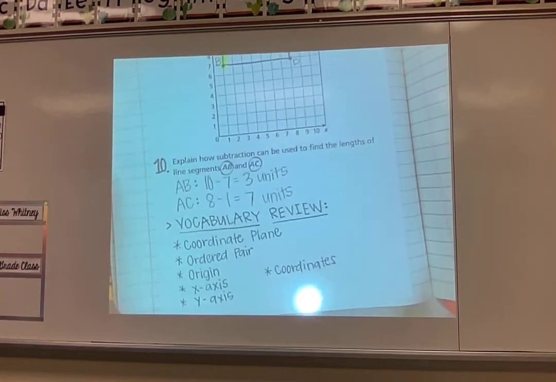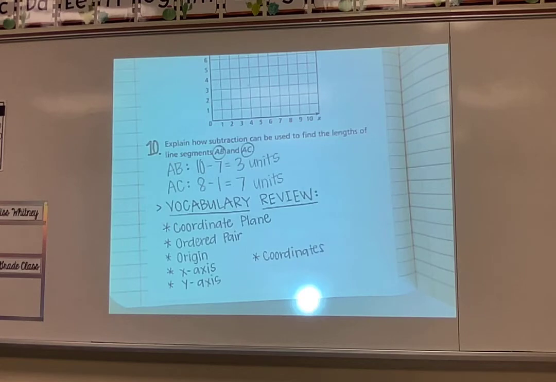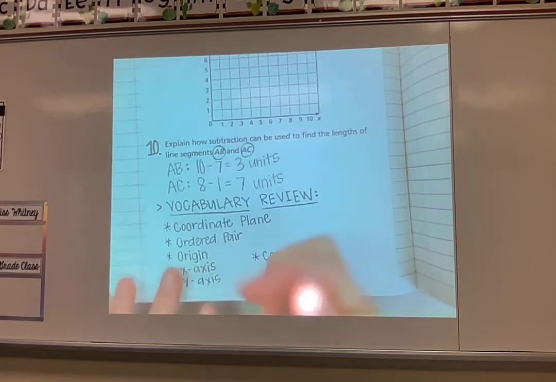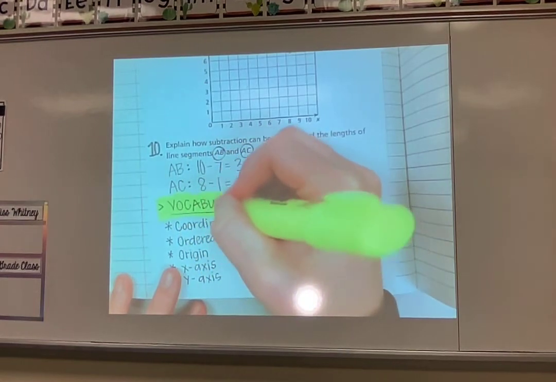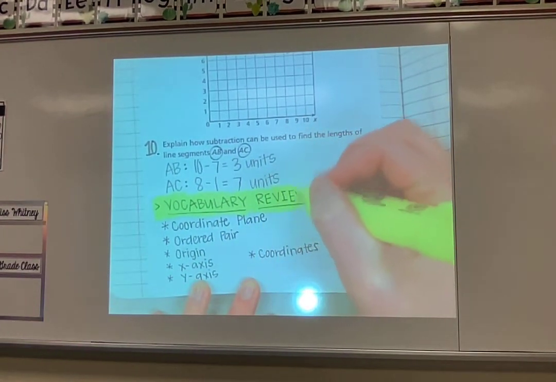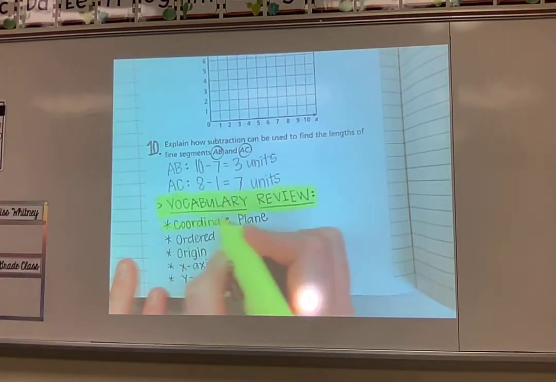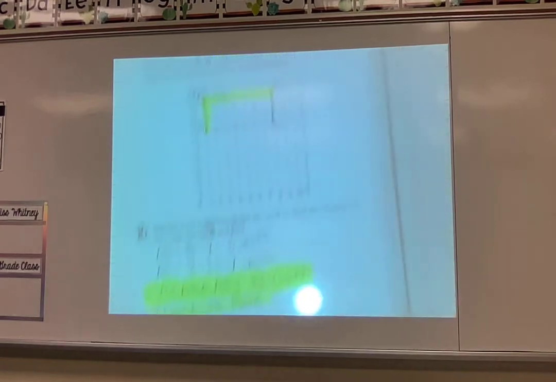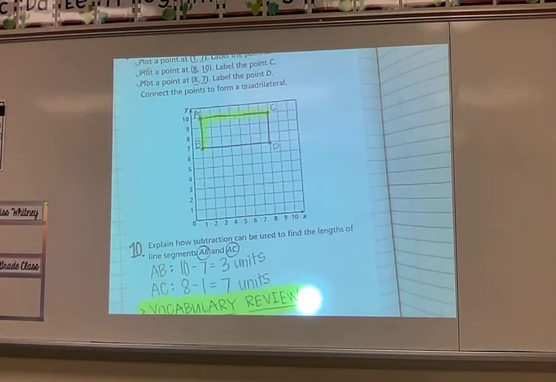All right, to finish us up here, I want to do a little vocabulary review just so that we can make sure we remember each of these words that we have talked about today. Lots of words, but none of them are too hard. We just need to make sure we remember what is what so that we can talk about coordinate planes correctly. Our first word was coordinate plane. Remember, the coordinate plane is this whole graph. This is called the coordinate plane, the whole thing.